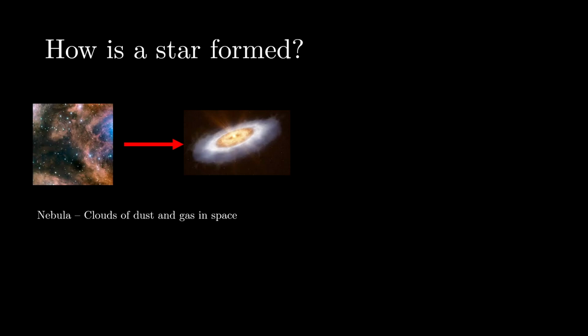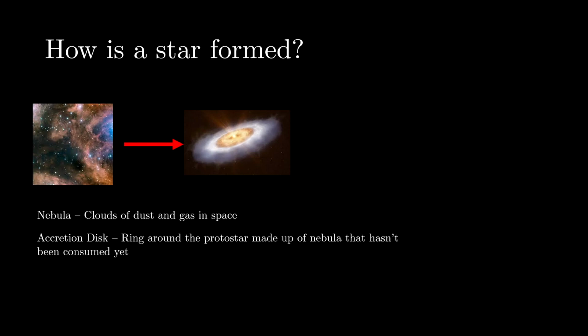A protostar is basically just a high concentration of nebula in one place where the center gets really, really hot. And this disk around it is basically just nebula that hasn't been consumed yet. It's actually called an accretion disk. So it's a ring around the protostar made up of nebula that hasn't been consumed yet.